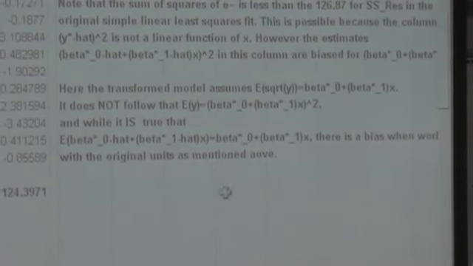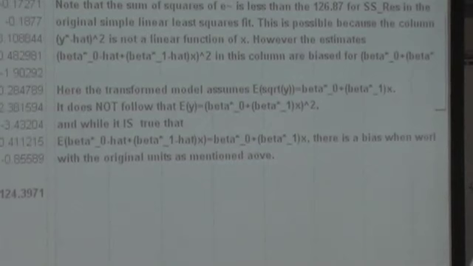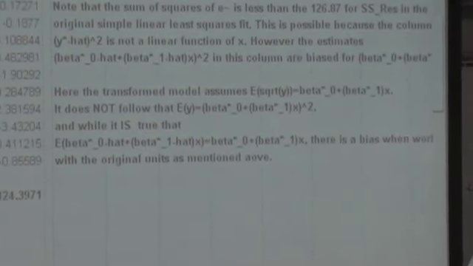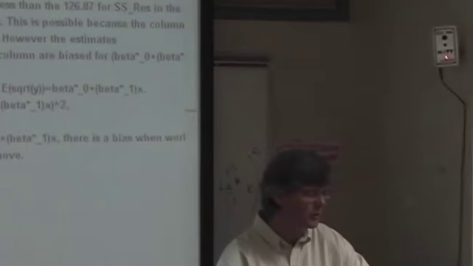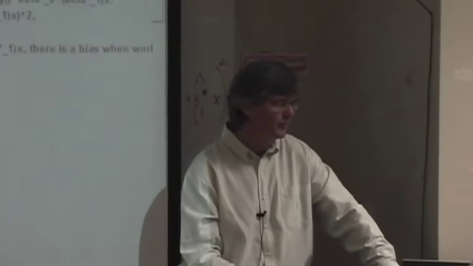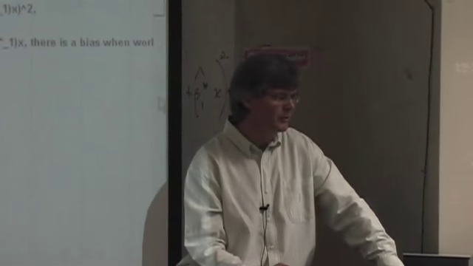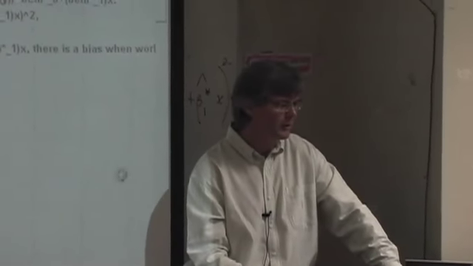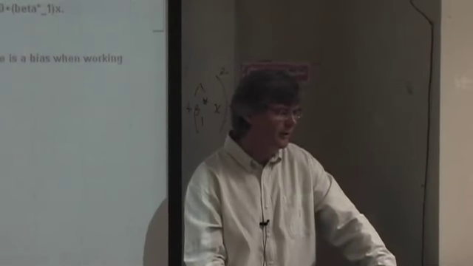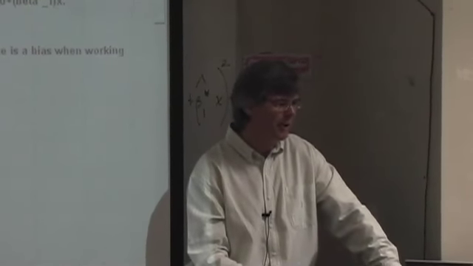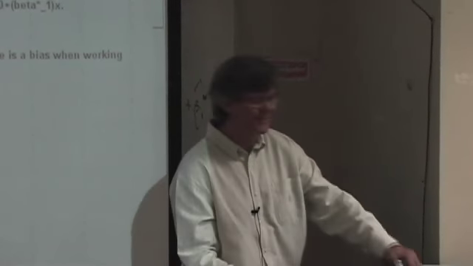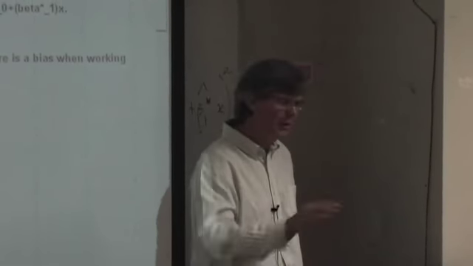Okay, so at the beta star level I do have an unbiased estimator, but there is a bias when working with the original units, as I mentioned above. There is a bias for least squares estimating beta 0 and so on. Also there's a bias for estimating EY, because this is not the same thing as EY either. Okay?